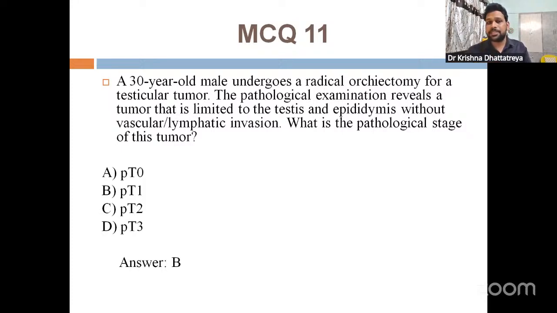The actual treatment starts after the surgery, because you will be able to get the proper diagnosis. You won't be able to do the biopsy in a testicular carcinoma, so you will get the proper diagnosis after the surgery only. So in this patient who underwent radical orchidectomy, the pathological examination has revealed that the tumor is limited to testis and epididymis, and there is no vascular or lymphatic invasion. They asked about the pathological stage of the tumor. Without vascular and lymphatic invasion, it is pathologically T1.